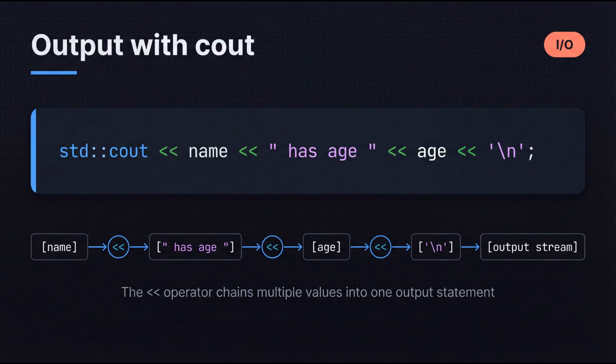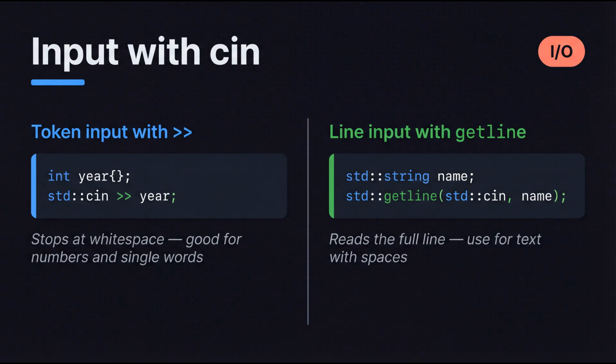Pass std::cin and the string variable as arguments. Getline reads the entire line, including spaces. Use it when you need full-line text input, such as a person's full name or a sentence. The rule of thumb is simple. Use the extraction operator for numbers and single tokens. Use getline for text that might contain spaces.